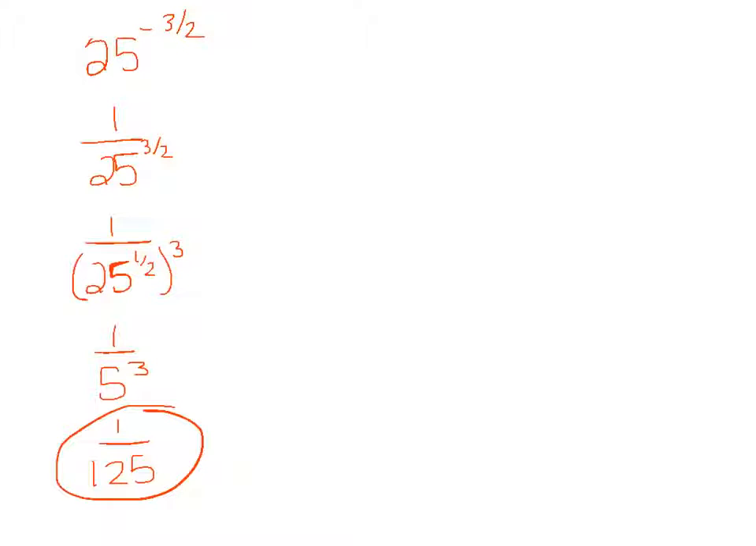I want you to try this one as well. Let's try 25 to the negative 3/2. Give your machine a pause. I'll be right back. Alright, I got 1 over 125.